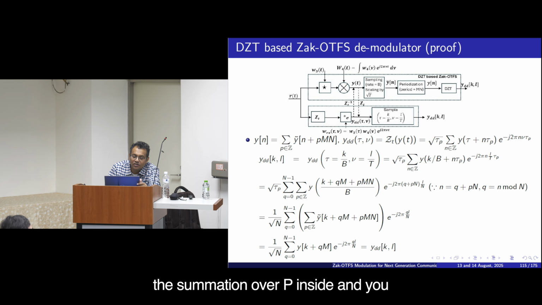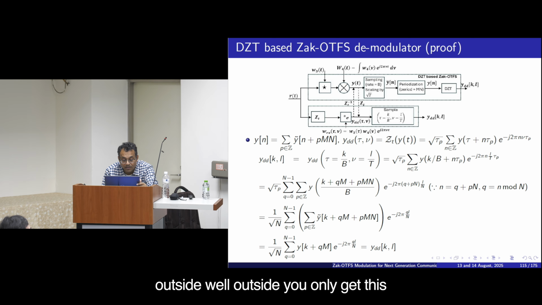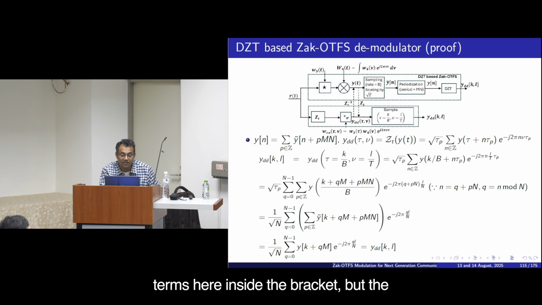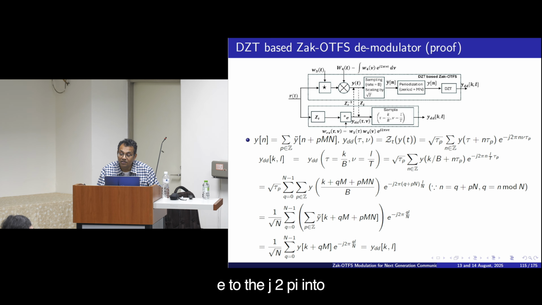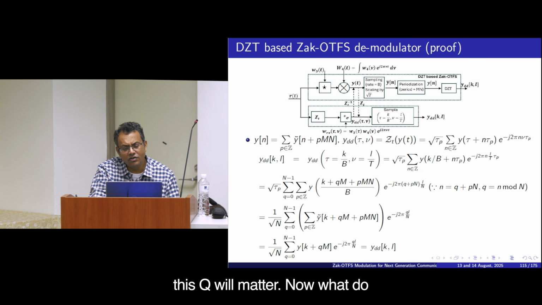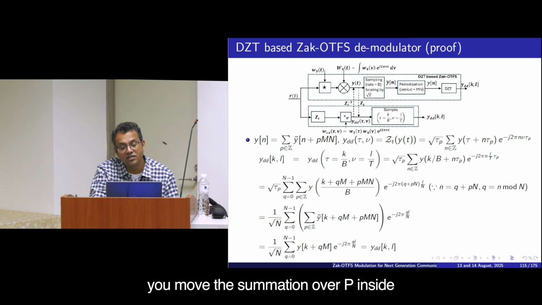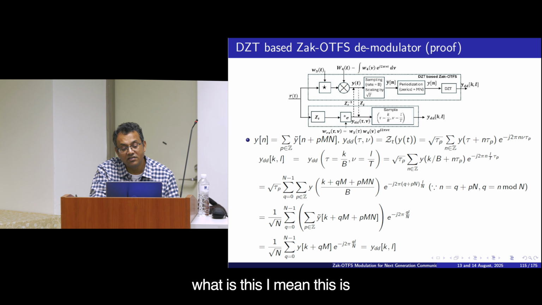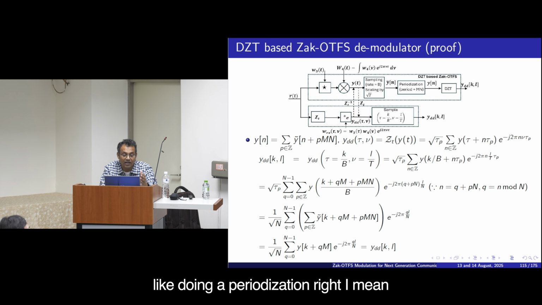And then you move the summation over p inside, and you put the brackets here. Everything else is outside. Outside you only get this term, because there are two terms here inside the bracket, but the other one is becoming 1. Why? Because it is an integer multiple of capital N, and then you divide by capital N, you will get e to the j 2 pi into some integer, which is 1. So only this q will matter. Now what did you get inside once you move the summation over p inside? This is like doing a periodization, right?